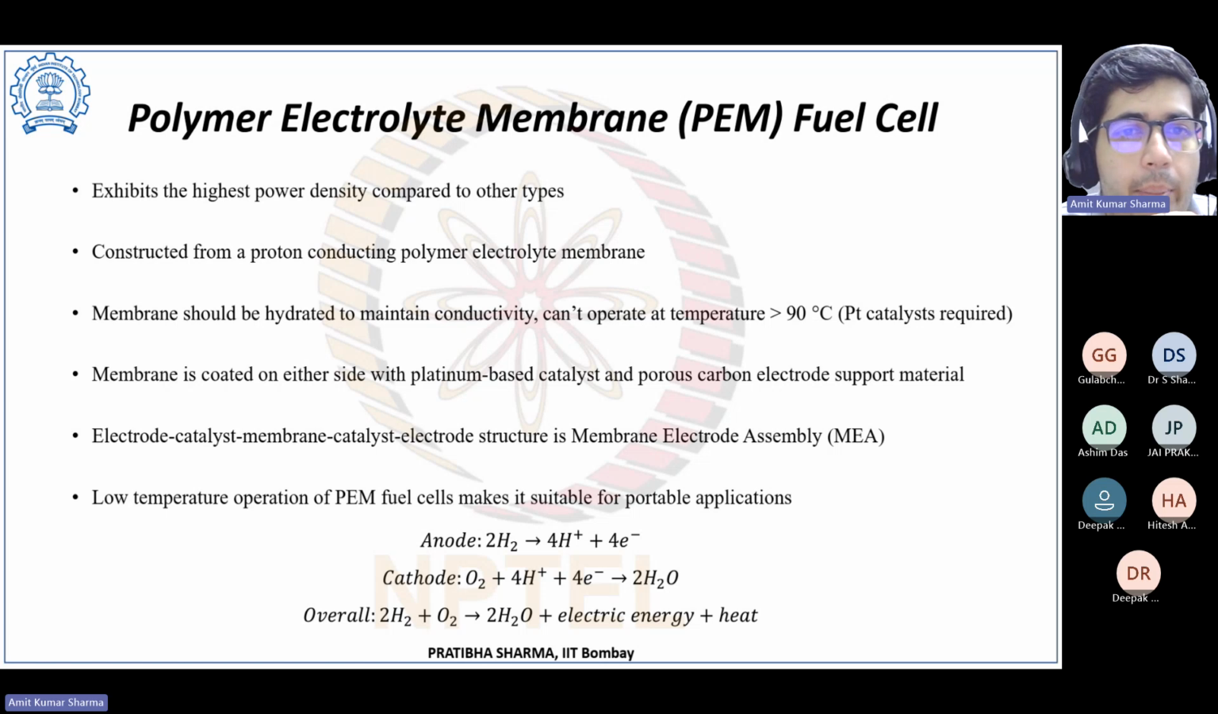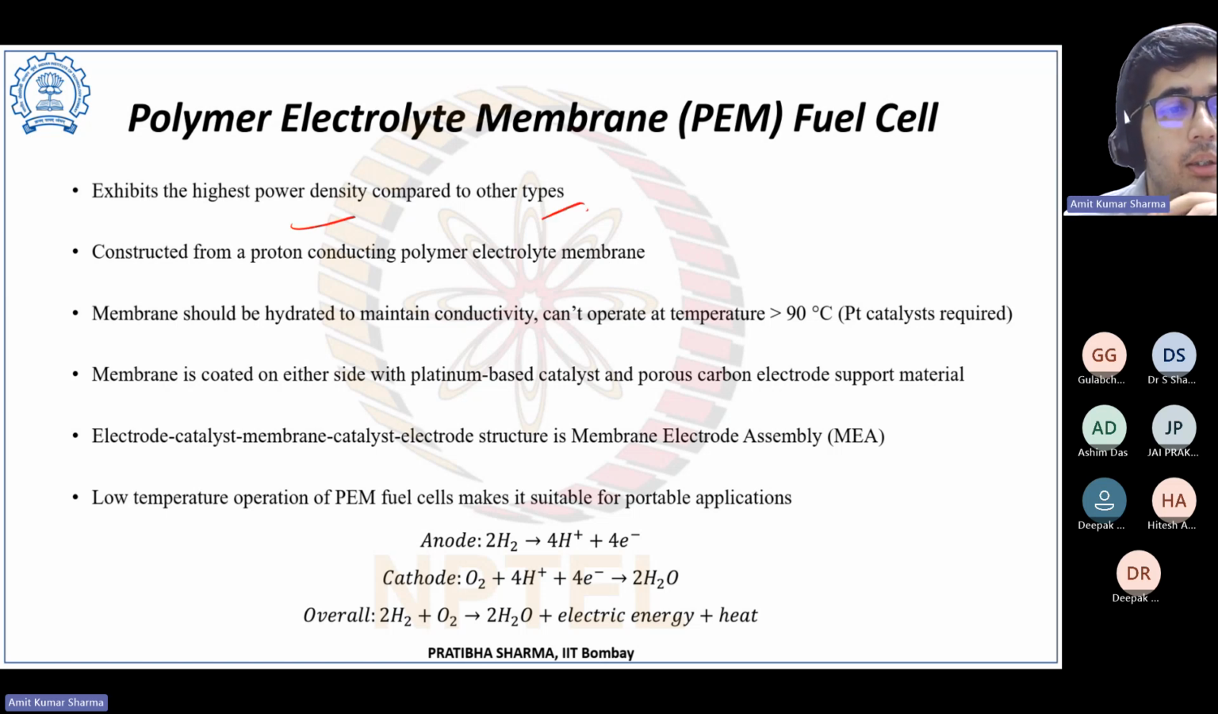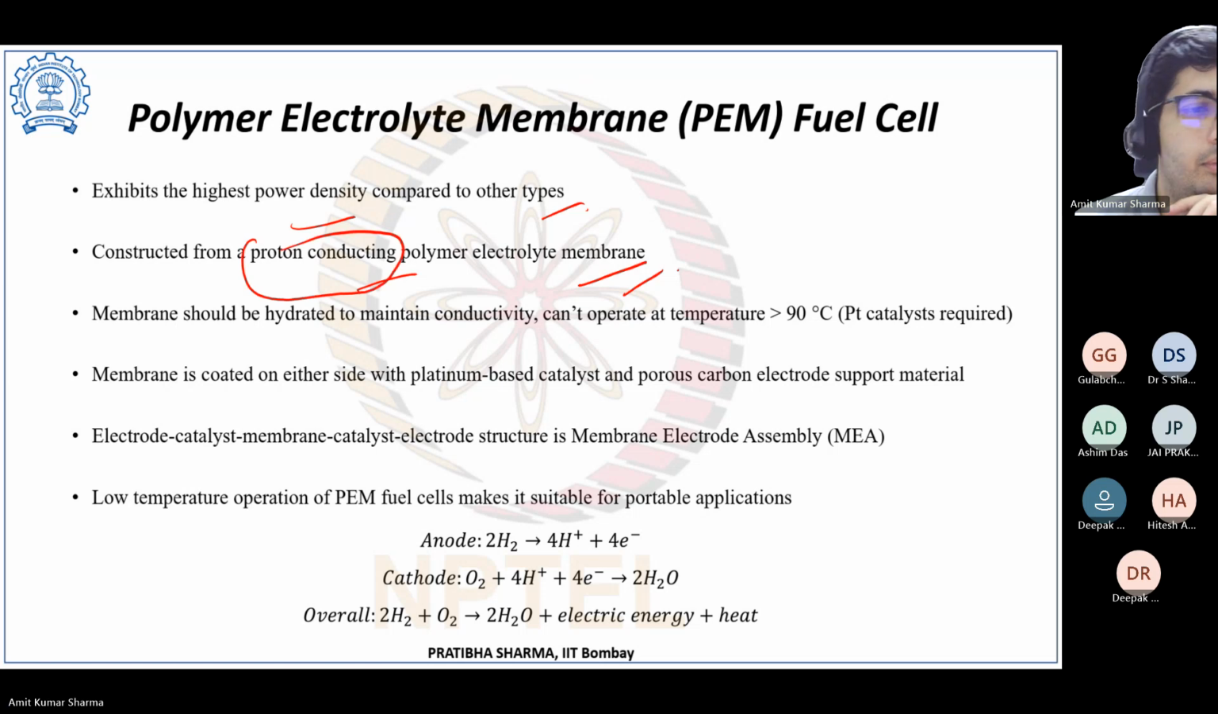In a polymer electrolyte membrane fuel cell, or PEM fuel cell, it exhibits high power density compared to other types. The power density is very high, and it is constructed from a proton conducting polymer electrolyte membrane. So the membrane should be proton conducting. The membrane should be hydrated to maintain conductivity, and it cannot operate at temperatures greater than 90 degrees centigrade.